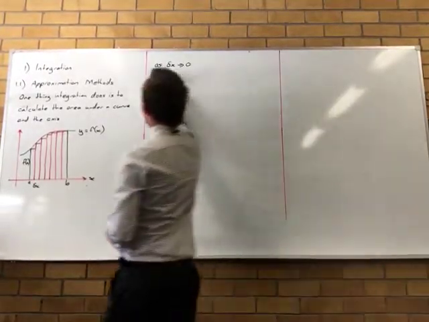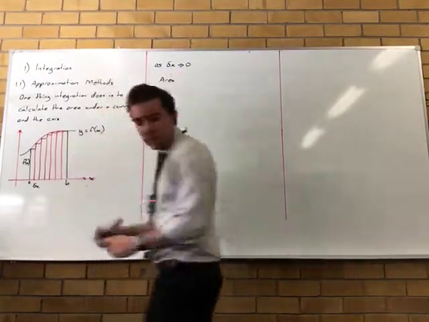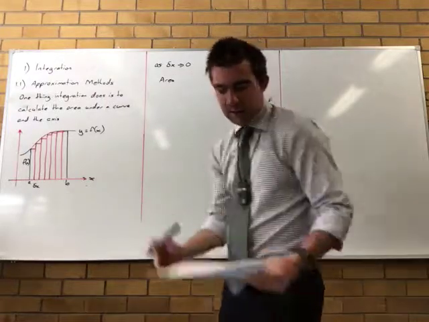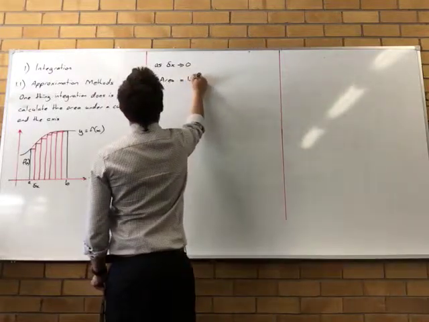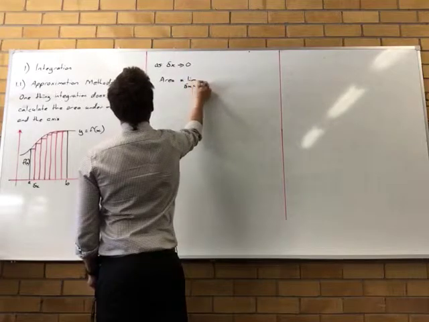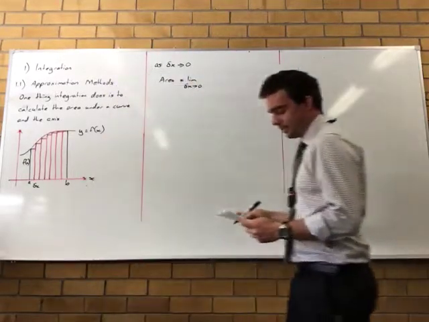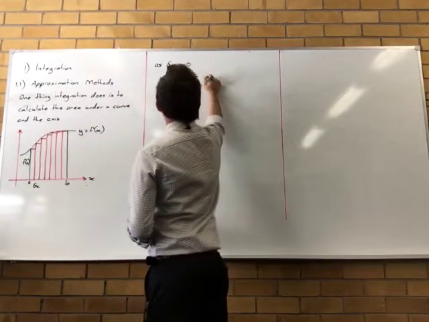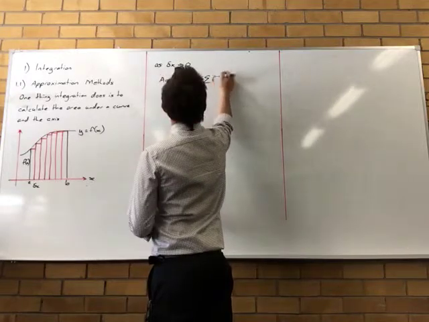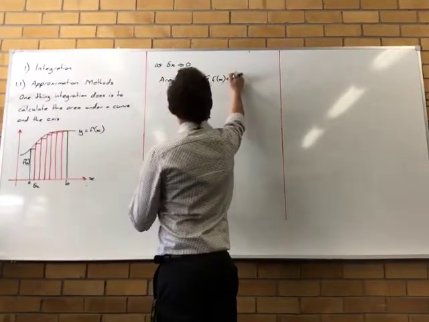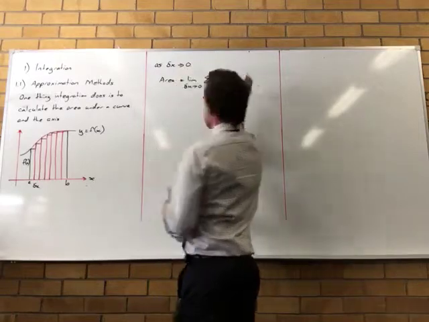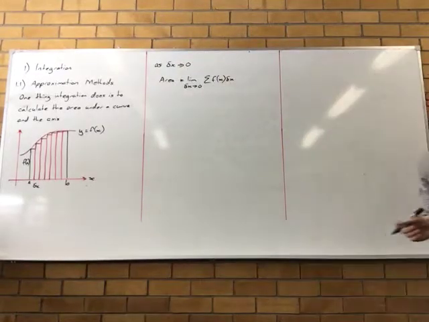So area, which is not important, it's just to cover all bases, is going to be the limit as delta x approaches 0 of the sigma sum of the product to make each rectangle. Alright, so if you don't understand this, that's okay. It's not really important, except for you two, that's why I'm introducing it.